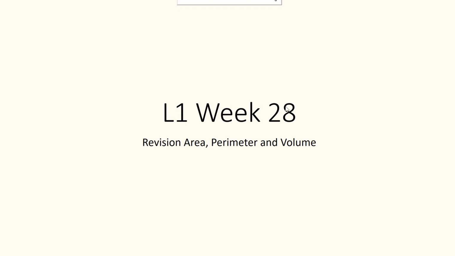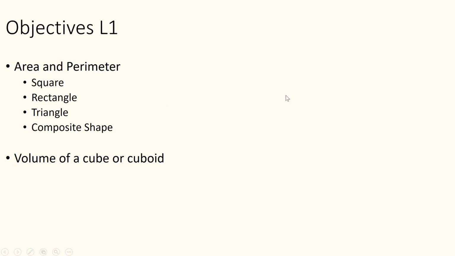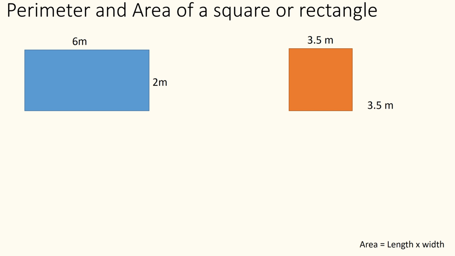So these are the objectives. I do them in this order, so if you need to skip on, you can approximate where you need to go. Area and perimeter of those shapes, and then the volume as well. So I'm going to go over the basic skills, and then in the next video, I'm going to use those skills in exam type questions. So basic skills for this one.